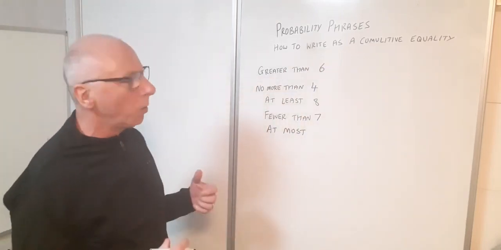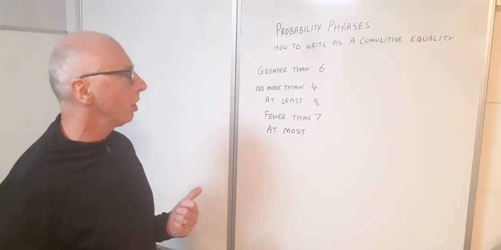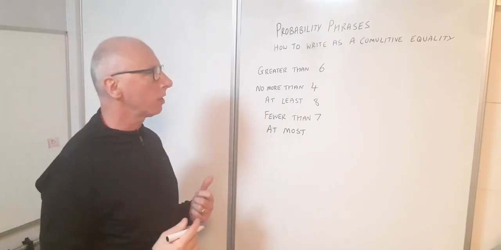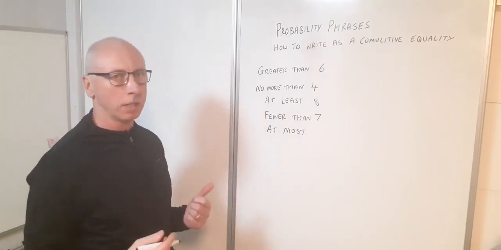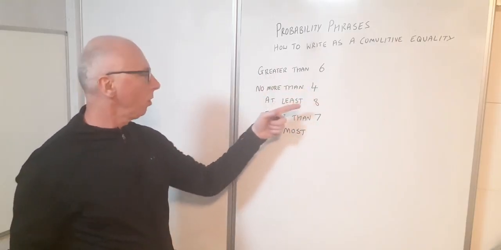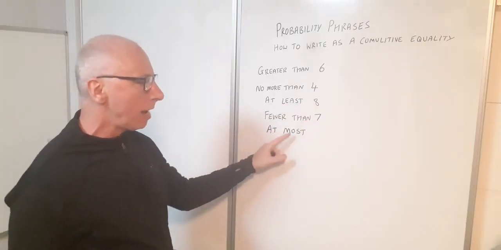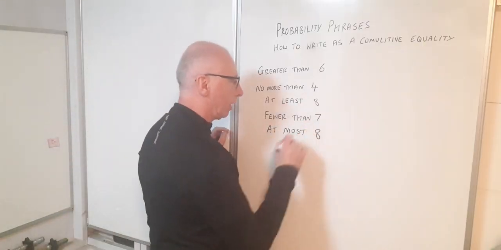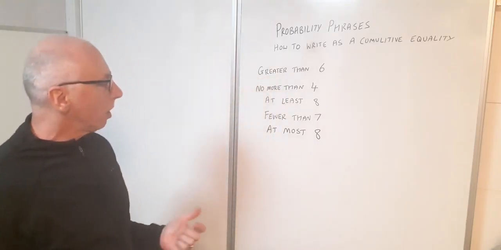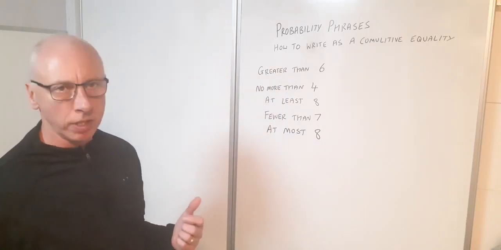So in this video here, I want to explain a few probability phrases and how to write them in terms of their cumulative inequalities or equalities, depending on what you need. So I've got greater than 6, no more than 4, at least 8, fewer than 7, or at most 8. Let's pick 8 for that. So what we want to do is write them in terms of an inequality or equality.